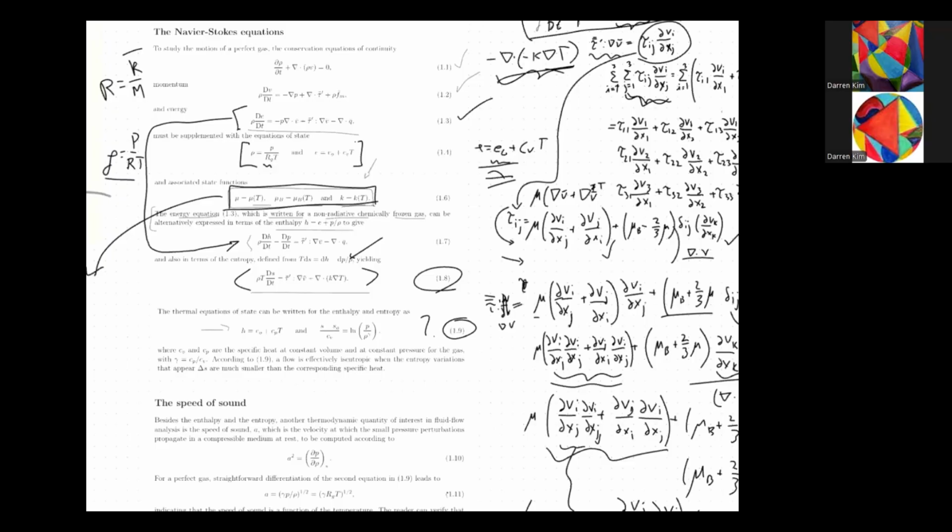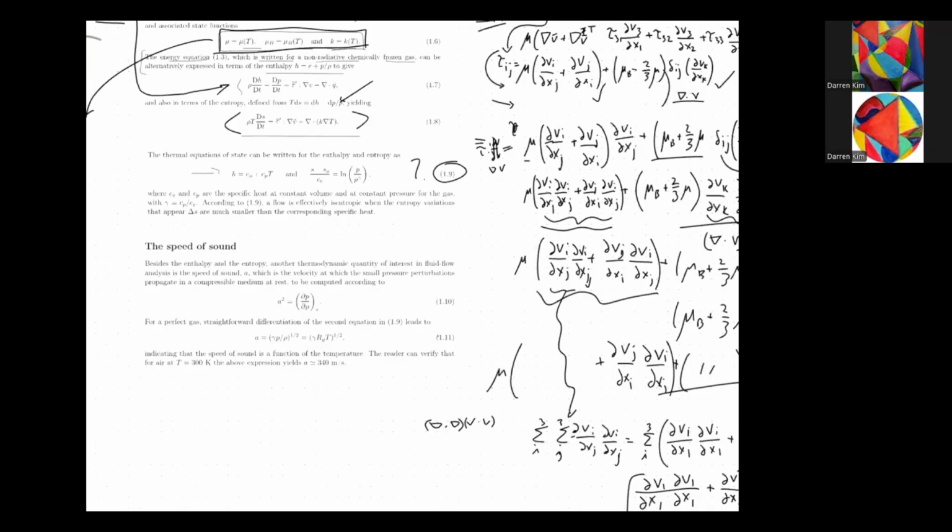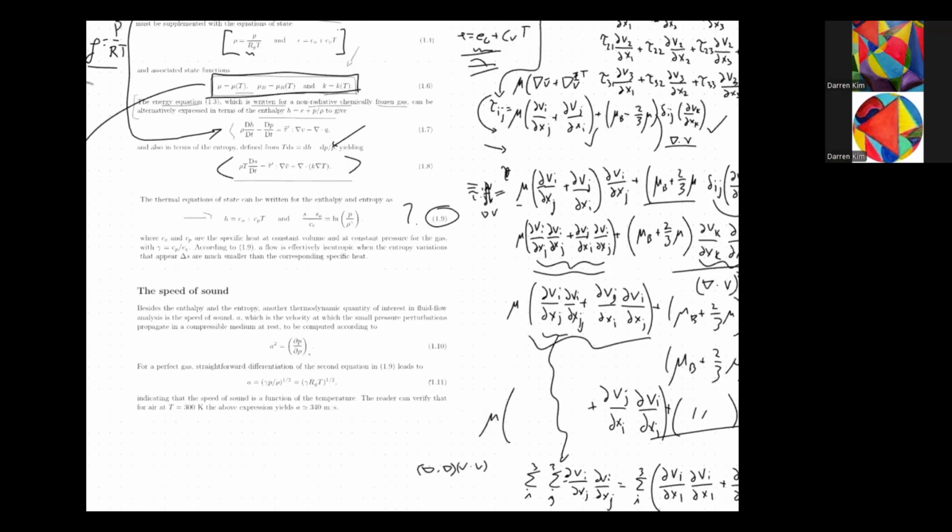So chapter 1, we're skipping on now. Let me just read this. The term equation of state can be written as entropy and entropy, where CV and CP are specific heat at constant volume and at constant temperature for the gas with gamma equals CP divided by CV. According to 1.9, a flow is effectively isentropic when the, okay, so this is basically zero thing. It's basically saying this equals zero and we're good.